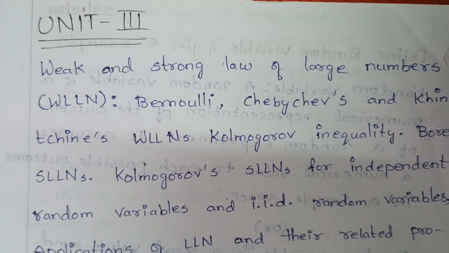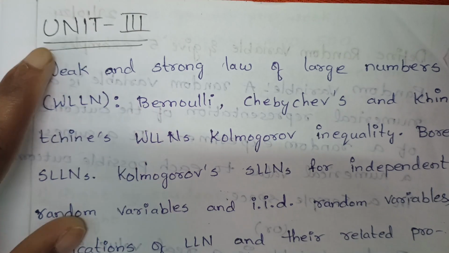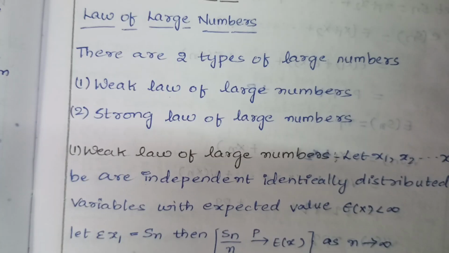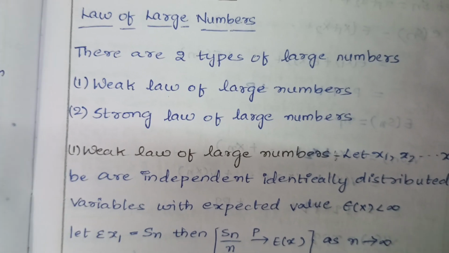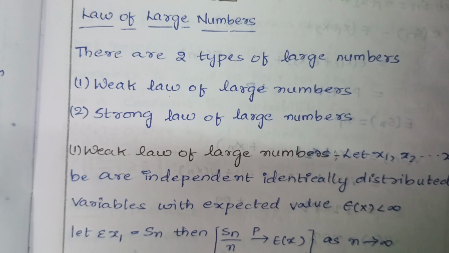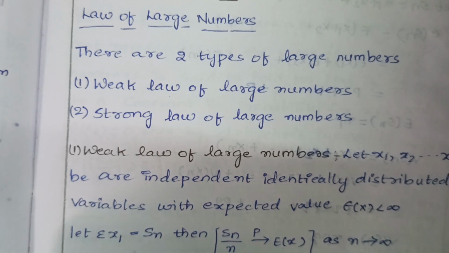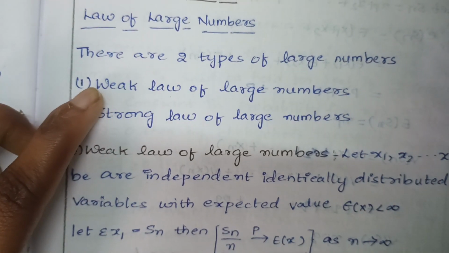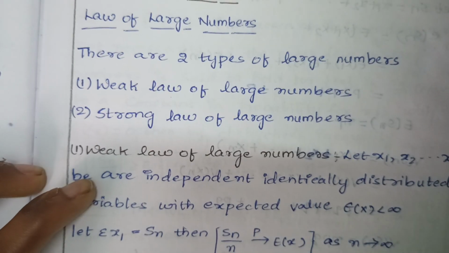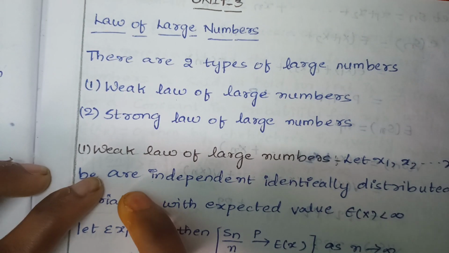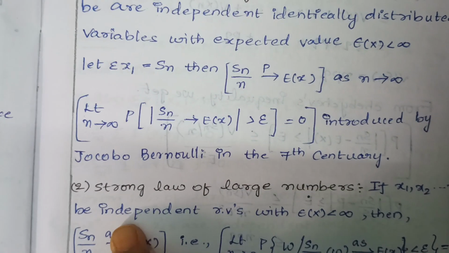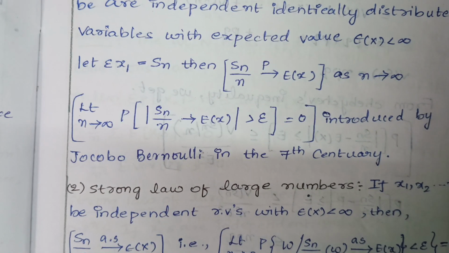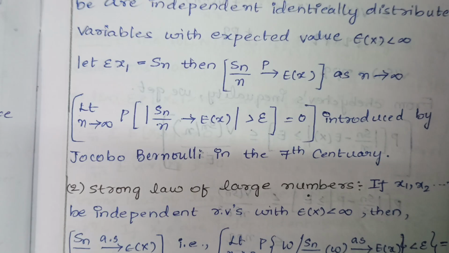Now let us see the expected questions from unit 3. Unit 2 and unit 3 are related. If you learn unit 2, then unit 3 will be easy. They are interrelated concepts. In unit 3, you mostly have to learn about the weak law of large numbers. Which modes of convergence come under the weak law of large numbers, and which come under the strong law of large numbers, and the theorems defined there.